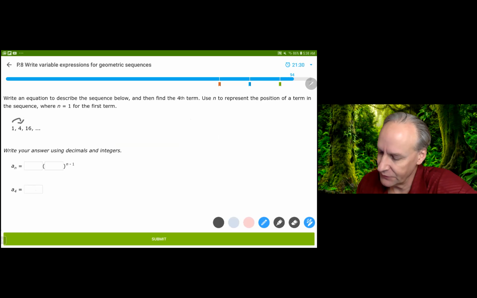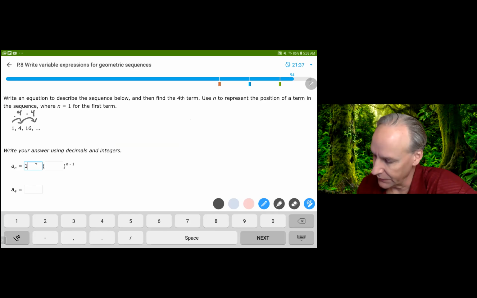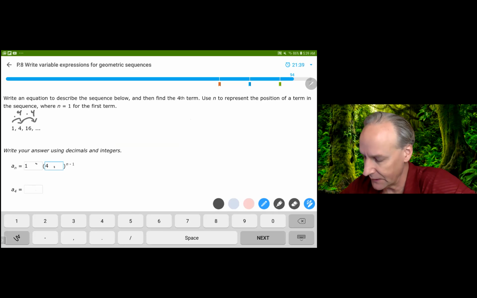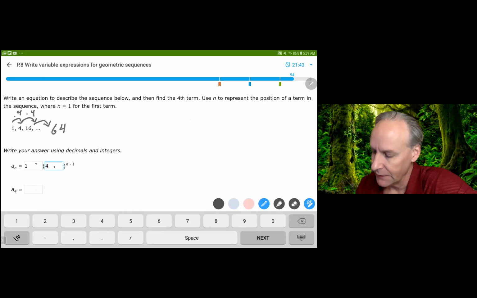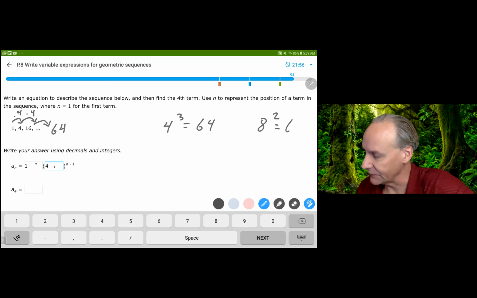All right, our first term is 1. We're multiplying by 4. 4 is our multiplier. 1 is our first term. And we want the next one, which you better know is 64. 16 times 4 is 64. That's 4 to the third power. It's one of those that you want to memorize. And a lot of people say, well, how can that be? Because I know 8 squared is 64. Well, it also happens to be 2 to the 6th is 64.